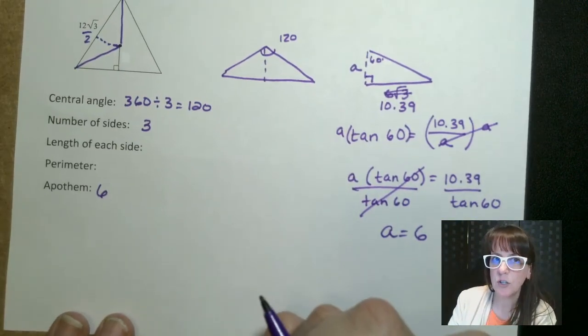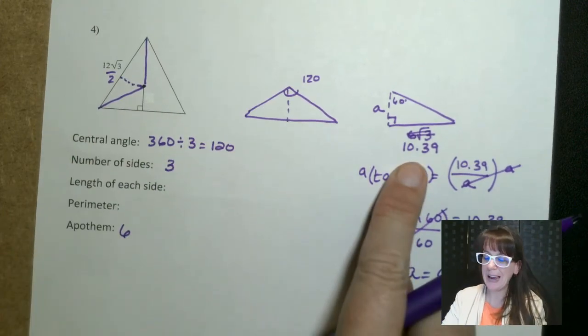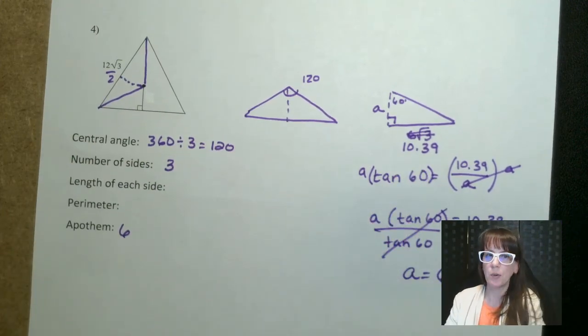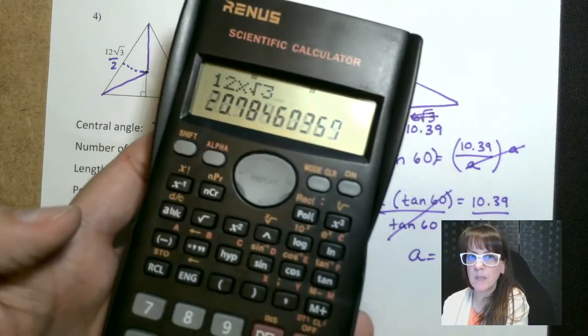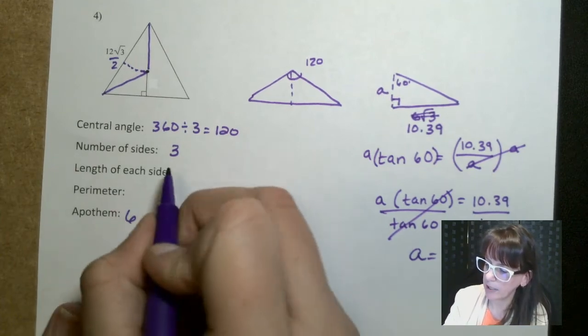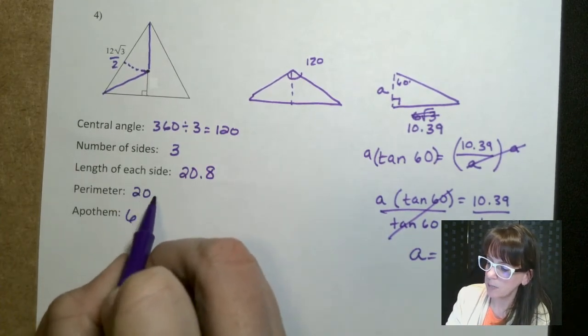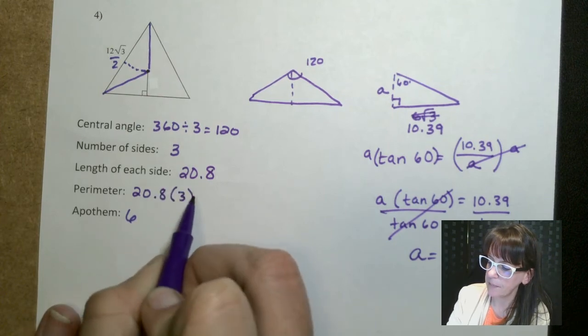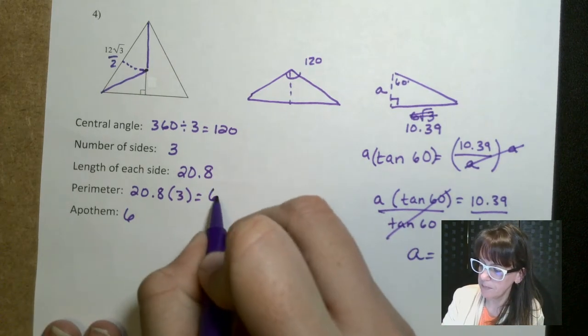The length of each side: so this was half of a side, right? So if we do 12 times root 3, we get 20.8. We'll round. So the length of each side is 20.8. So our perimeter is 20.8 times 3, which is 62.4.